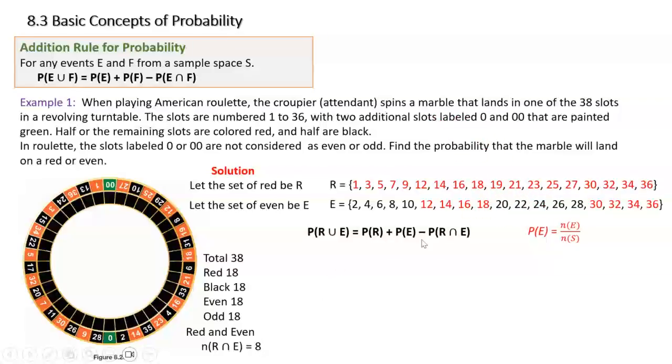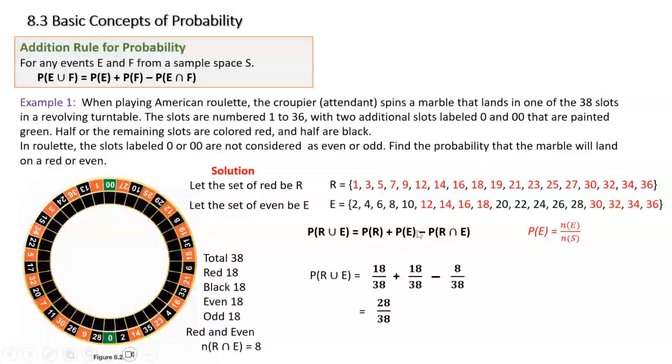So we're looking for red or even. That's my formula. How many are red? It will be 18, because there's 18 red and 18 black. So it'll be 18 over 38. How many are even? It'll be 18 also over 38 because there's 18 even. Minus, where does the red and even intersect? That was the 12, the 14, the 16, the 18, the 30, 32, 34, 36. So it's 8. So it's minus 8 over 38.